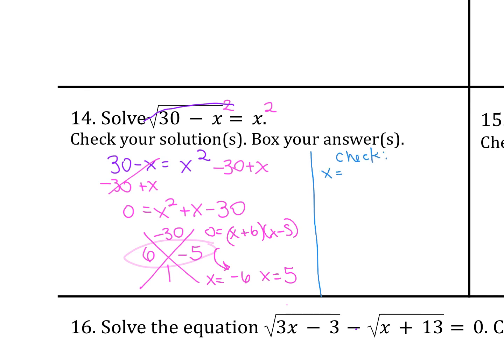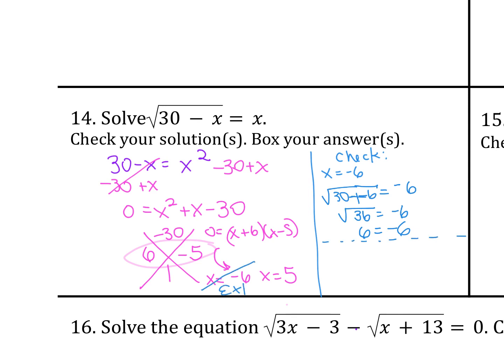So check negative 6. We want to check in the original, before all of these changes, to see if it's true. So square root of 30 minus negative 6, does that equal negative 6? So this is going to be square root of 30 plus 6, square root of 36. Square root of 36 is 6, but that does not equal negative 6. So therefore, negative 6 is not one of our solutions. It's an extraneous solution. So let's try x equals a positive 5.